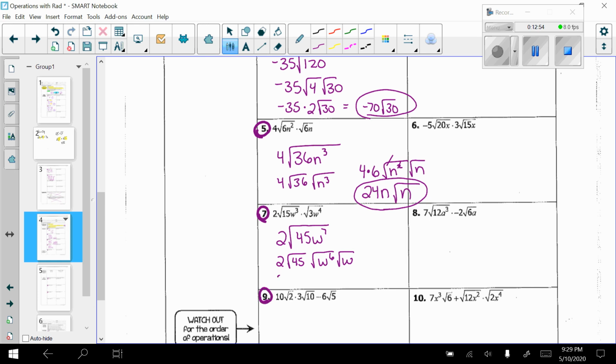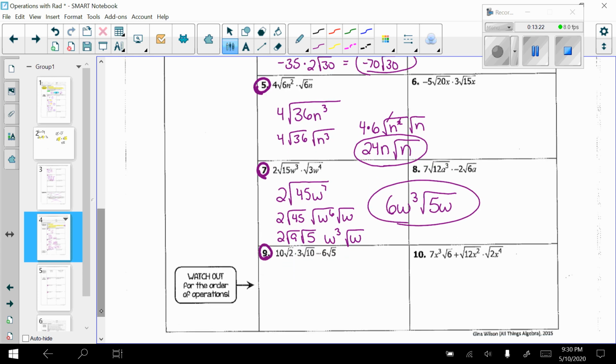Okay, so 45 can be broken up into 9 and 5. The square root of w to the 6th will be w to the 3rd, and with 1 w left over. So this whole thing, you have 2 times 3, which is 6w cubed, with a 5 and a w inside the radical. That's the hardest that it will get.